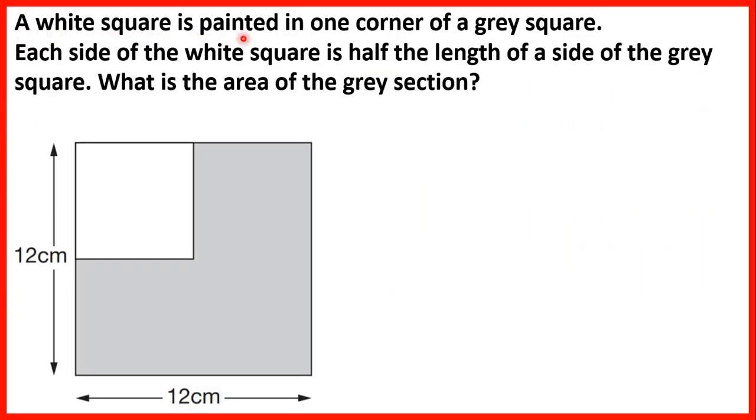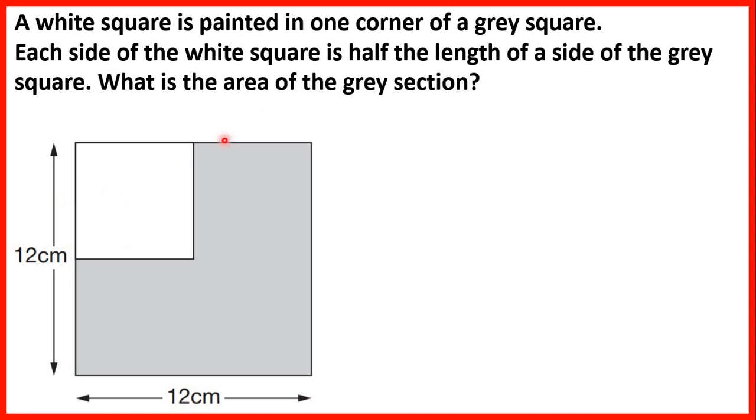A white square is painted in one corner of a grey square. Each side of the white square is half the length of a side of the grey square. What is the area of the grey section? So we know that to find the area, so to find how much space something takes up, if it's a square, we can multiply the width or the length of the square by itself.